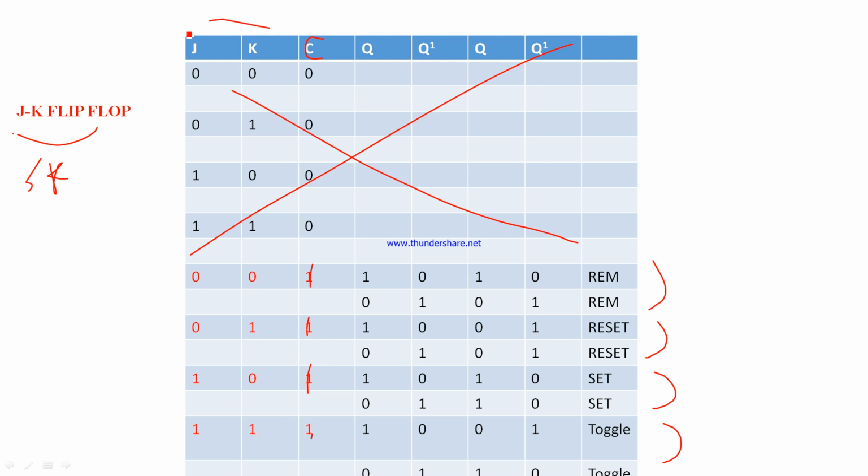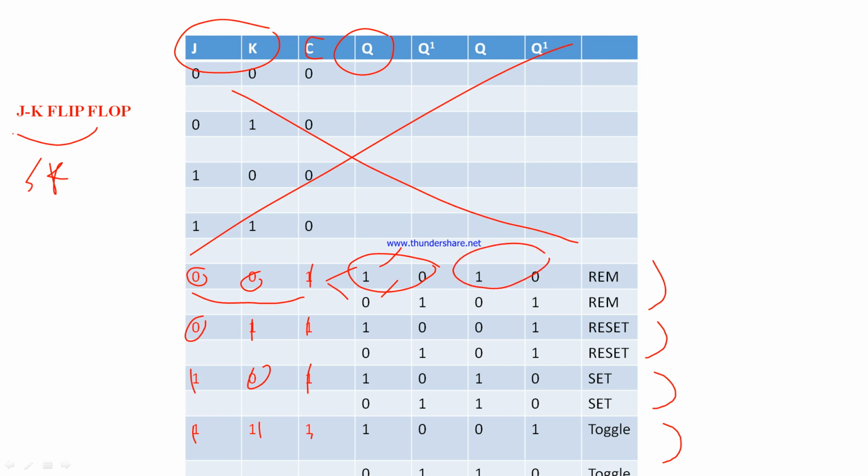And the J K we will consider 00, 01, 10, and 11. And for each possibility, we'll have to consider the Q as 1 and 0. So the first one, when Q is 1, 0, our output will be 1, 0. We call that the remember state. When Q and Q dash is 0, 1, it will remain the same. We call it the remember state as in the SR.